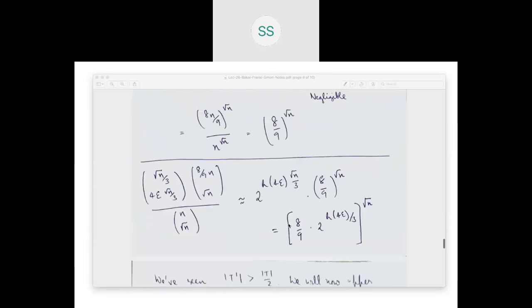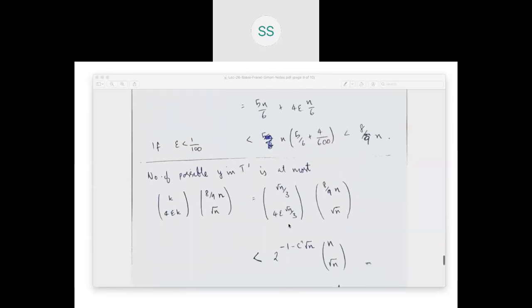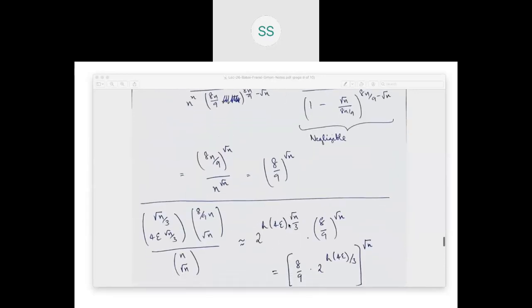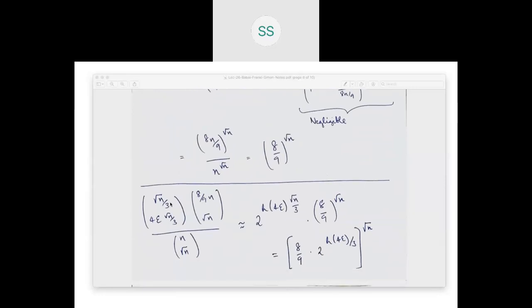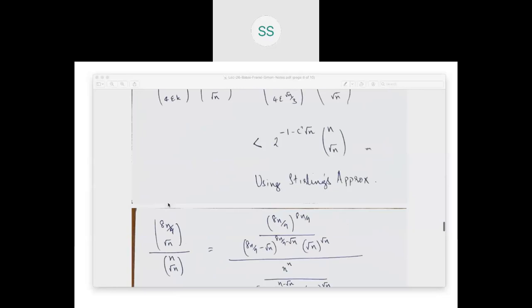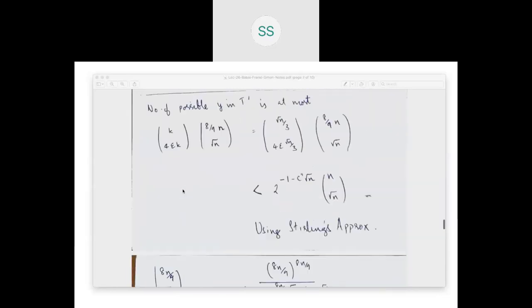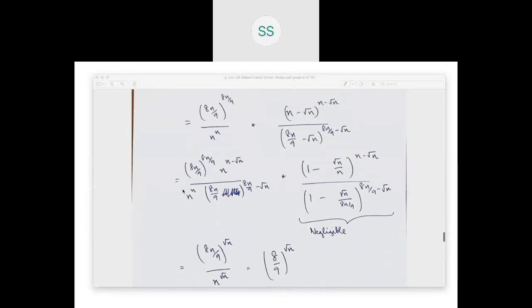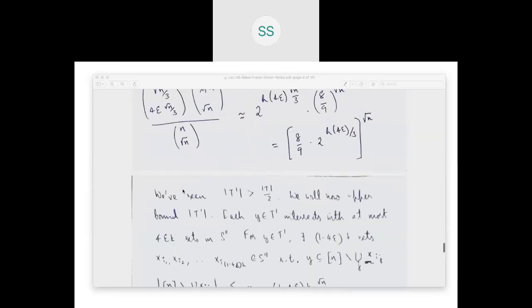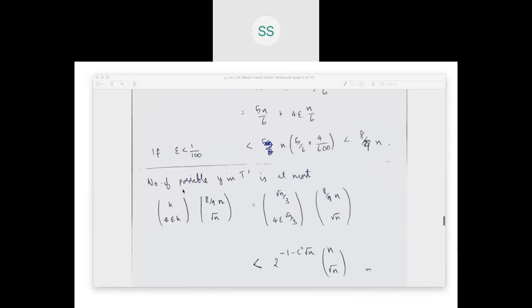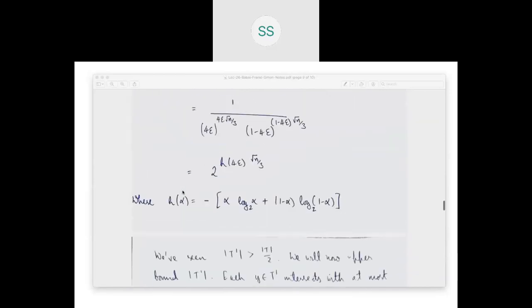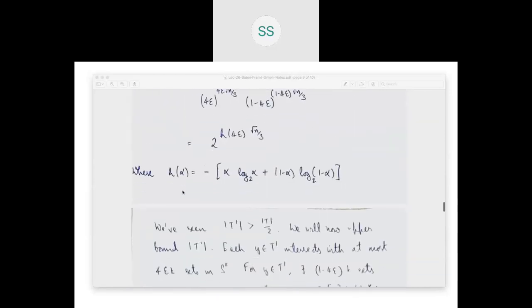Finally, we have, we calculated this. I'm just confused. I think there is some mess up in the PDF file.